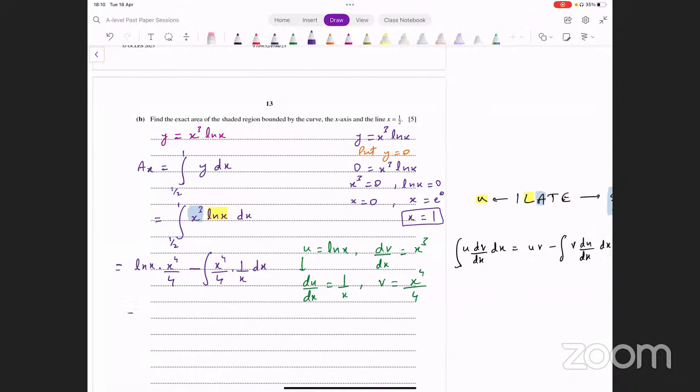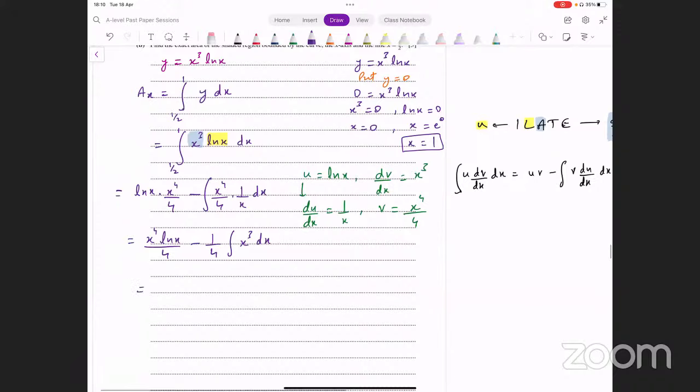Now let's simplify this. We get x raised to power 4 into ln x divided by 4. If we take the constant outside the integral, it leaves us with 1 over 4 into integral of x raised to power 4 over x. What does that become? x cube. This is now a simple integration and that is going to give us x raised to power 4 into ln x over 4 minus 1 over 4 into x raised to power 4 over 4. So you have x raised to power 4 over 16 here essentially. Now you input the limits.